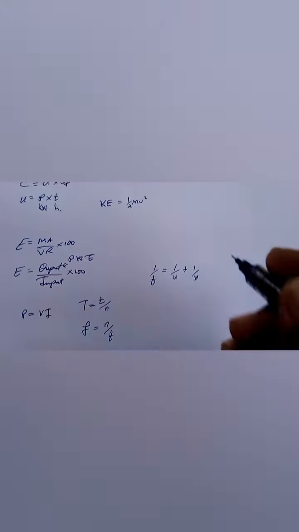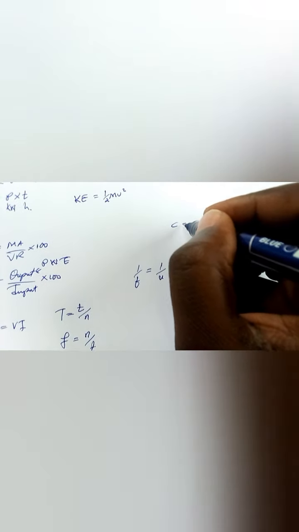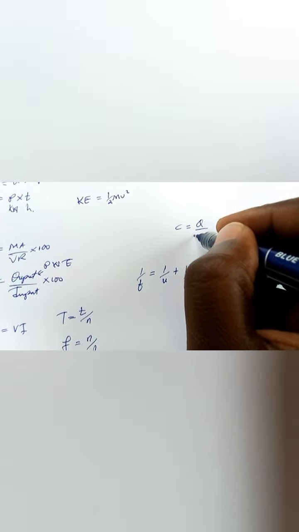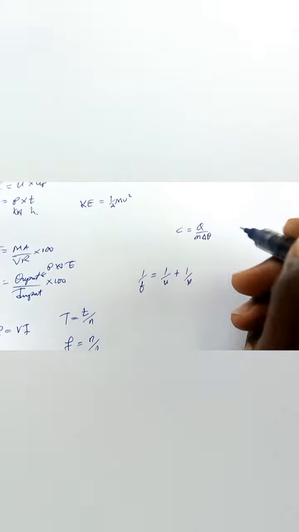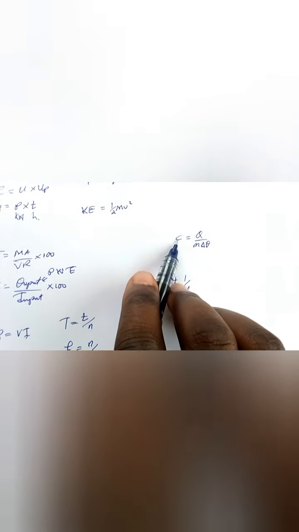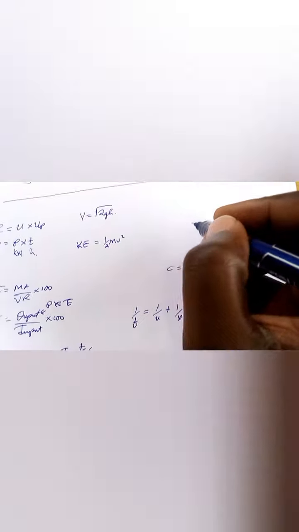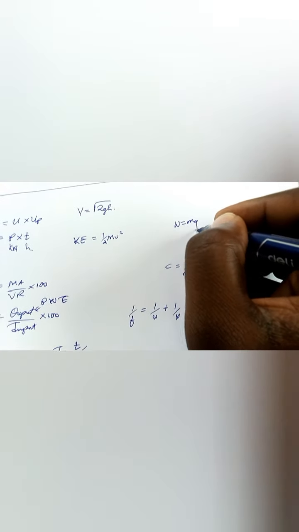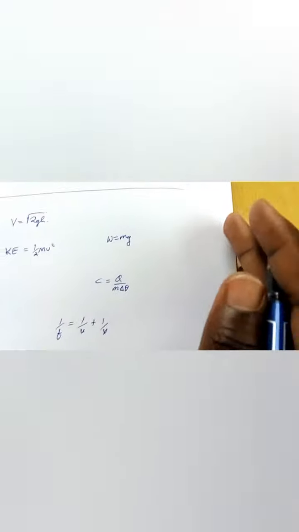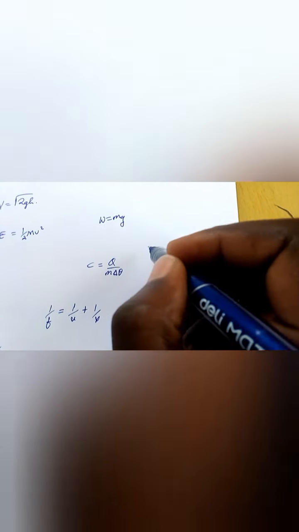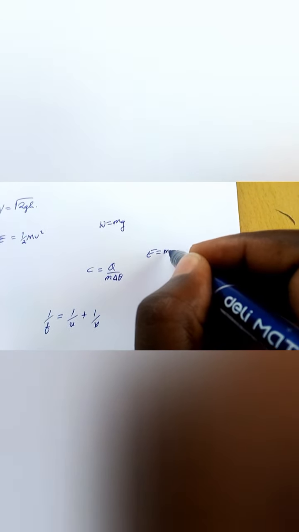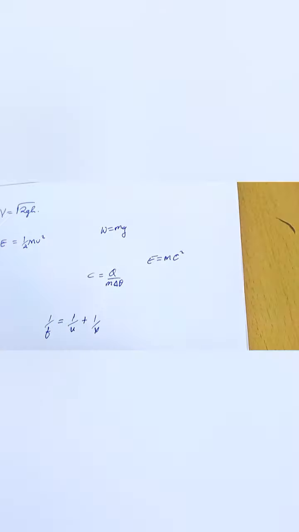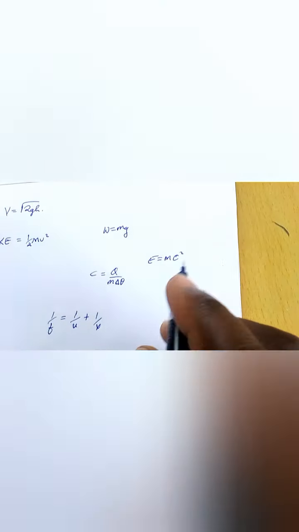Another formula is specific heat capacity: C is equal to energy over mass times change in temperature. This is your specific heat capacity. At the end of it all, try to memorize as many formulas as possible. Weight is equal to mg. When it comes to radioactivity, you have equations like energy is equal to mass times speed of light squared, E is equal to mc squared.